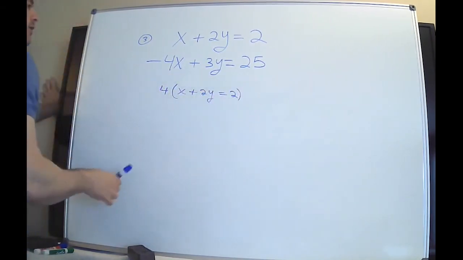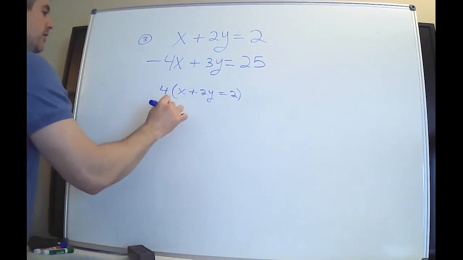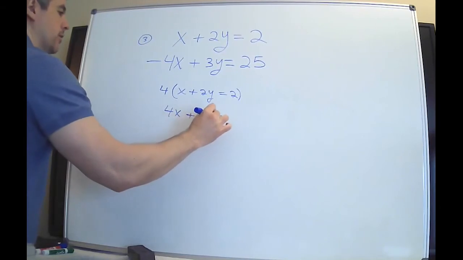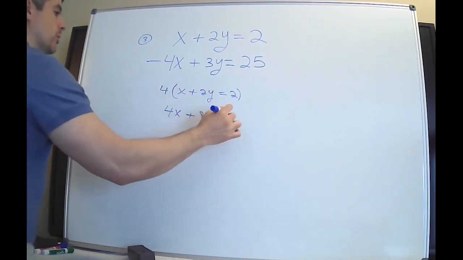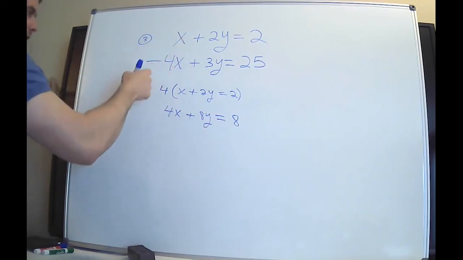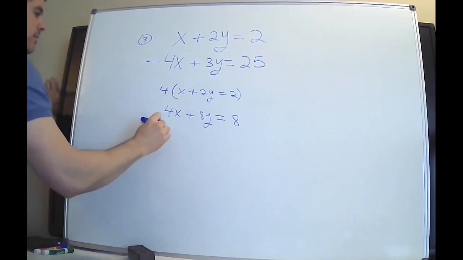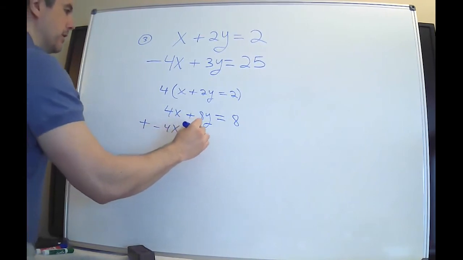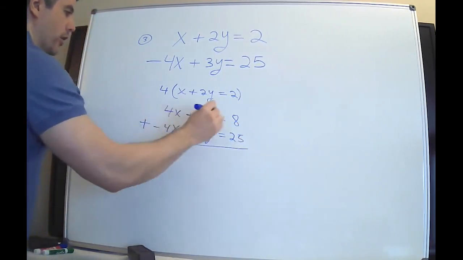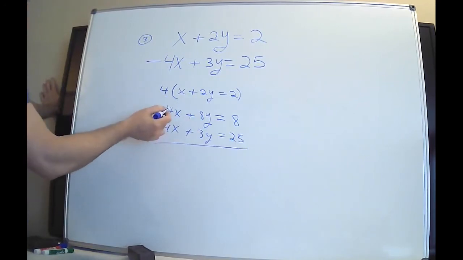So I'm going to multiply the entire top equation by a +4. Not a -4, +4. So 4 times x is 4x. 4 times 2y, 8y. Keep the equal sign in there. 4 times 2 is 8. You got to make sure you get them all. Now take the one underneath, add it to the new equation that you just built. You just built a brand new one.